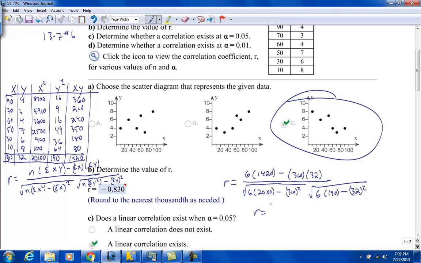So r is going to be equal to, okay, the numerator is 6 times 1420 minus 310 times 32. And I get negative 1400 for the numerator. Now for the denominator, we have 6 times 20100 minus 310 squared. I have the square root of 24500. We have 6 times 190 minus 32 squared. That's 116.